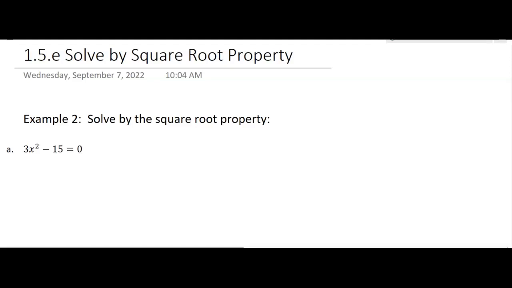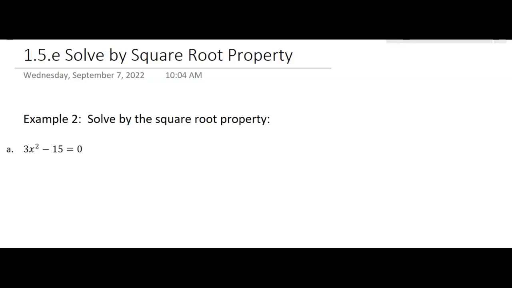Okay, so solving by the square root property, that's our second method. Remember I said we had 4 methods. If you're thinking, well, I'll just always use factoring, the problem is that's not always going to work. Not everything's factorable. So, sorry. We're going to show you how to solve by the square root property.